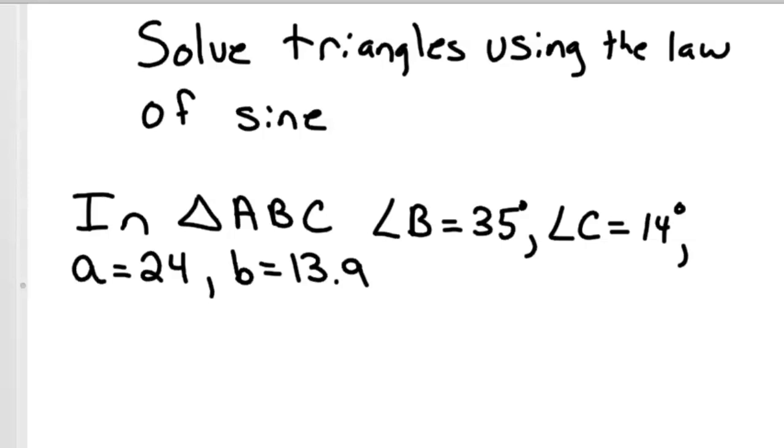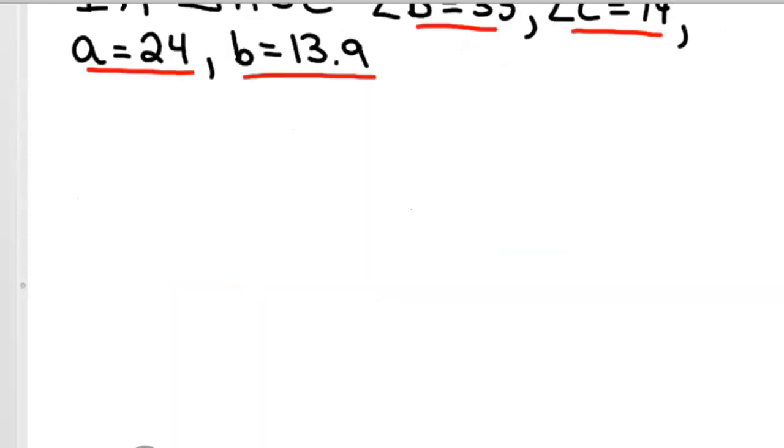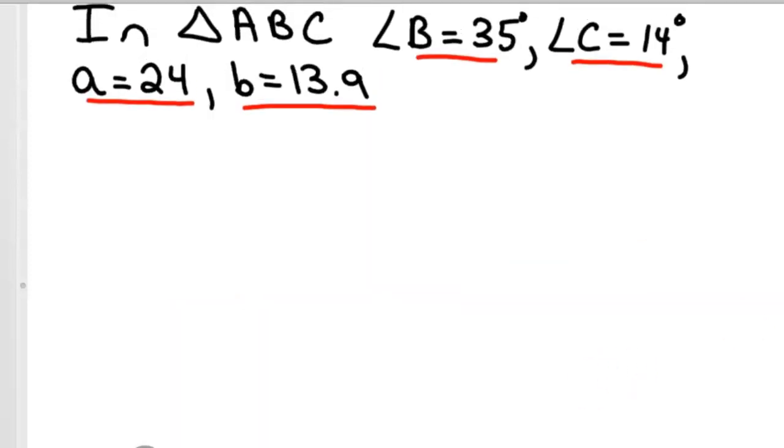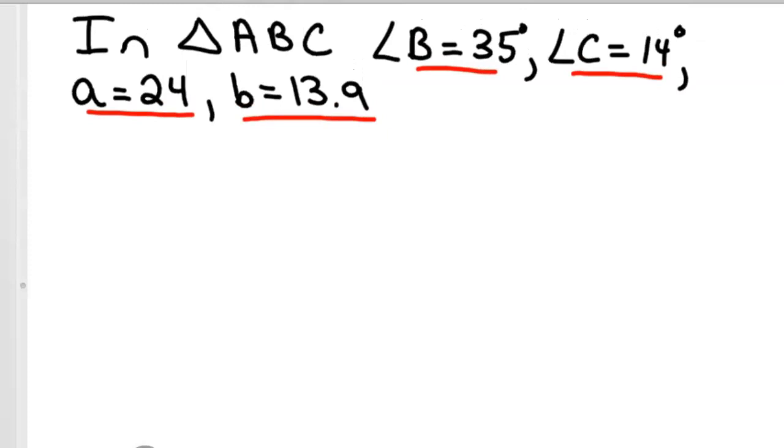I'll show you that, and then what does all this mean? So we've got a triangle here. It says triangle ABC has angle B that's 35 degrees, angle C that's 14 degrees, little a is 24 and little b is 13.9. So most of the time in your Khan Academy videos, they go ahead and give you the picture. In here, I didn't give you the picture, but I want to give you the next level of what happens here.